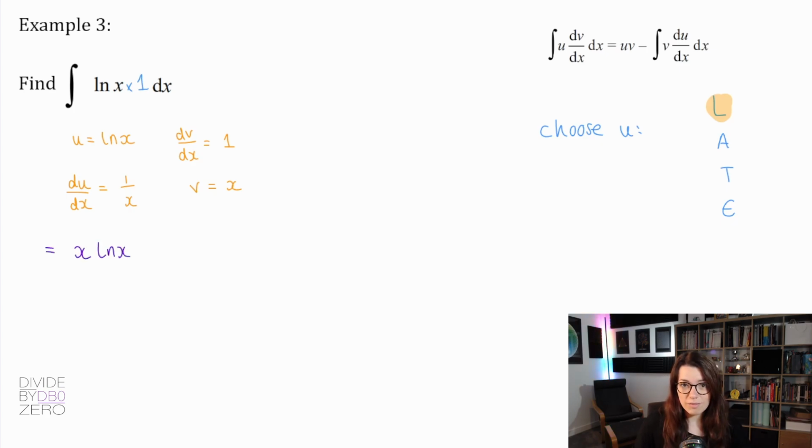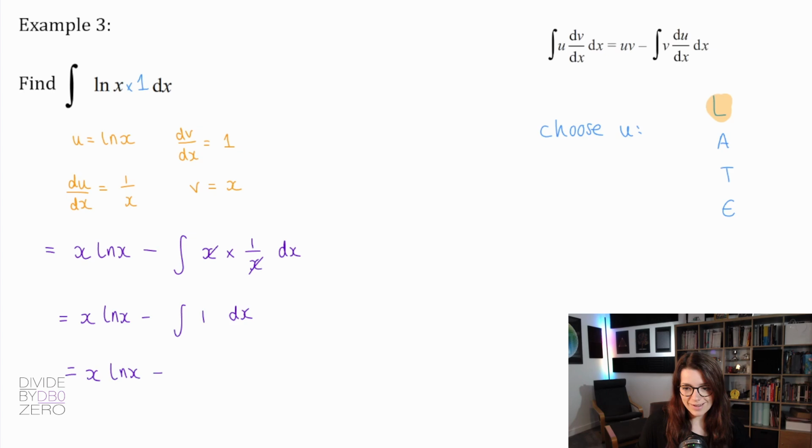I've just written it that way around here because I think it looks neater, minus integral of x times 1 over x dx. Now that's good because these x's will cancel out. So we're left with x ln x minus the integral of just 1 with respect to x, which is pretty straightforward. So x ln x minus x plus c. So now we know that the integral of ln x is x ln x minus x.